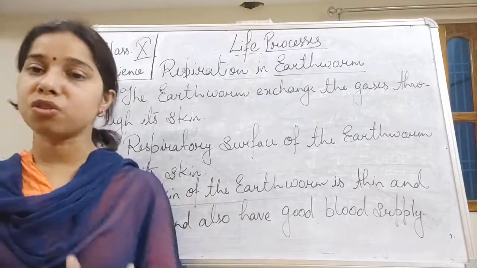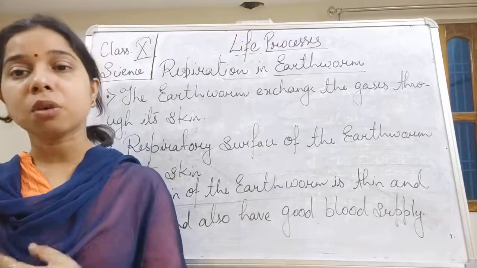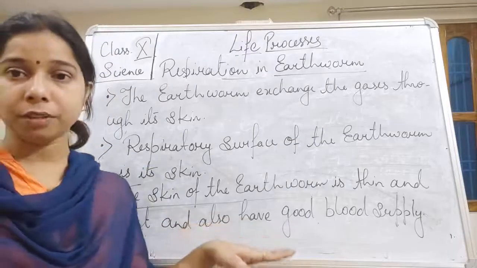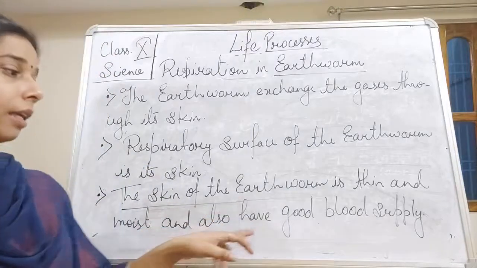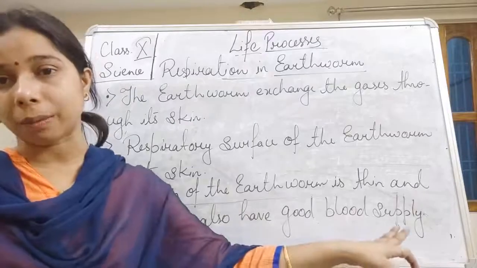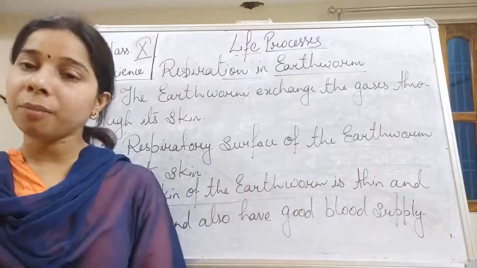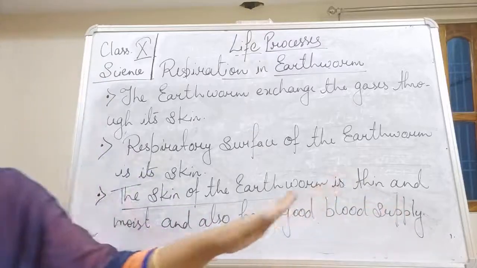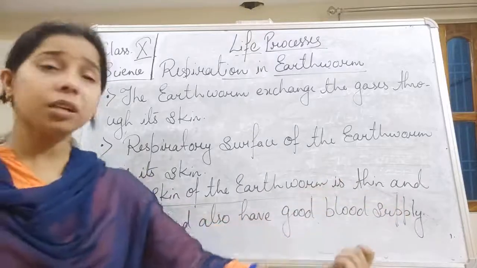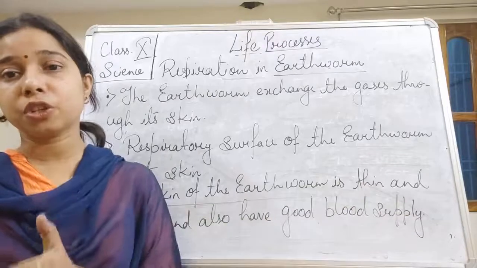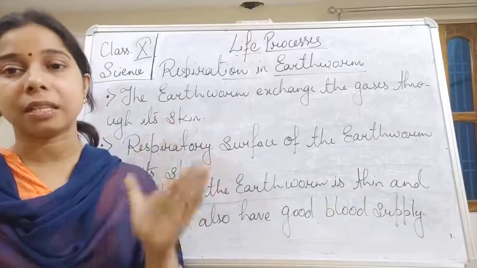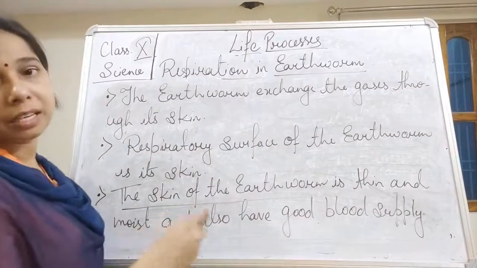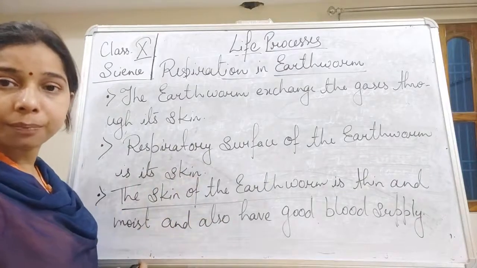So when the oxygen is there in the atmosphere, this oxygen will enter into the skin, and when it comes in contact with the skin, the skin already has a good blood supply. So the oxygen from the skin directly reaches the blood of the body. Through the blood, it reaches each and every cell of the earthworm's body, and finally the process of respiration starts taking place.